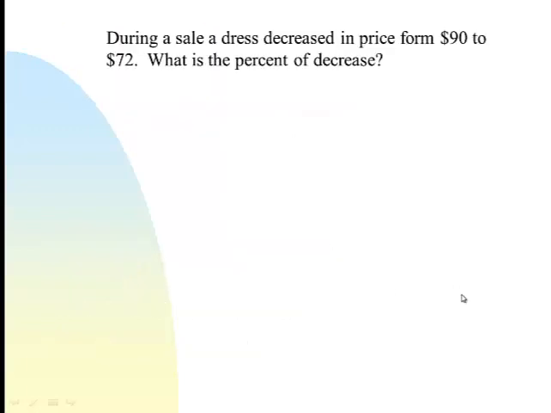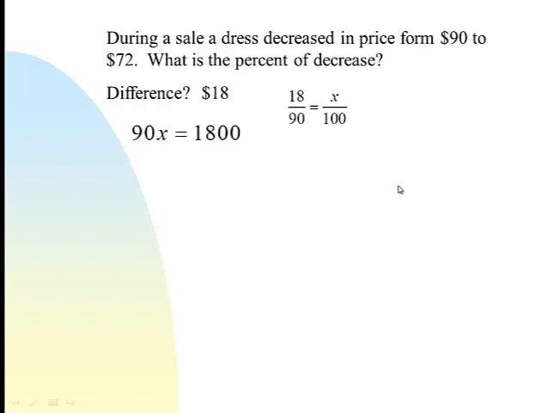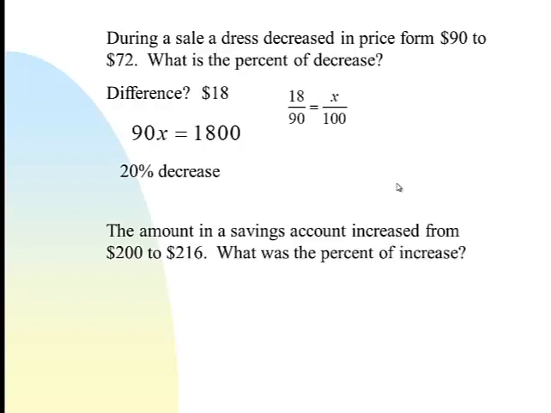During a sale, a dress decreased in price from 90 to 72. What was the percent of decrease? I want you to pause and try this problem. Okay, so the first thing I'm going to do is find my difference. That was $18. I'm going to set up my proportion, which would be 18 over 90 equals x over 100. Set up my equation, which would be 90x equals 1800. Solve, and I get 20%. It's a 20% decrease. All right, let's try another one.